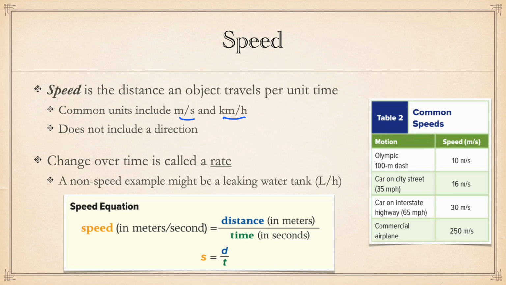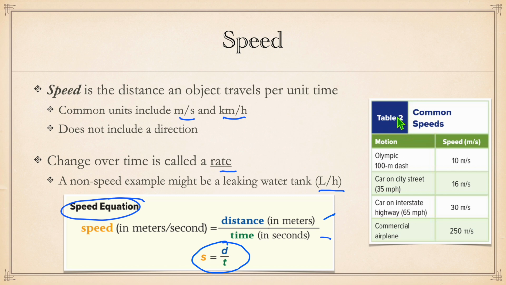A change over time is called a rate. So really, speed is a rate. It's a rate of change in location. A non-speed example of a rate might be a leaking water tank, which could be in liters per hour or something like that. Now, our equation for speed is distance divided by time in seconds. So distance in meters divided by time in seconds gives us speed in meters per second. And a short version of this equation is S equals D over T, so speed equals distance over time.